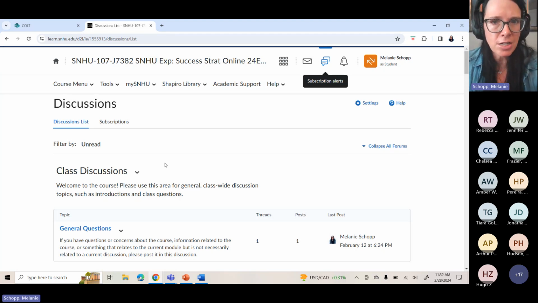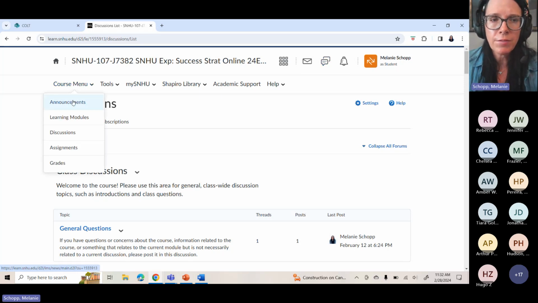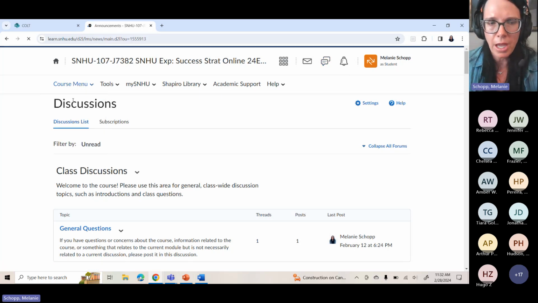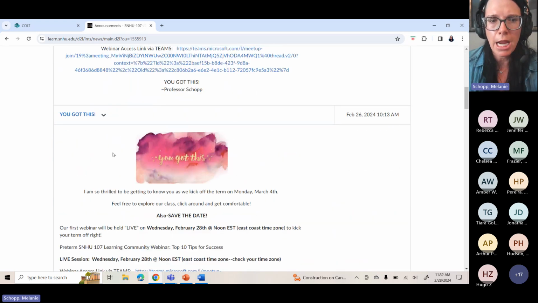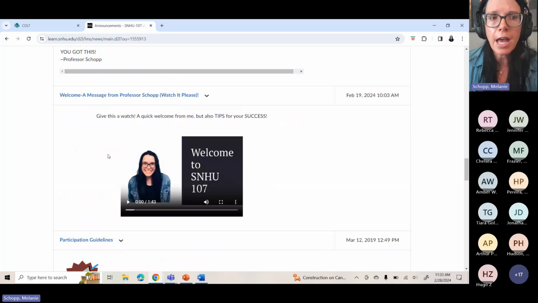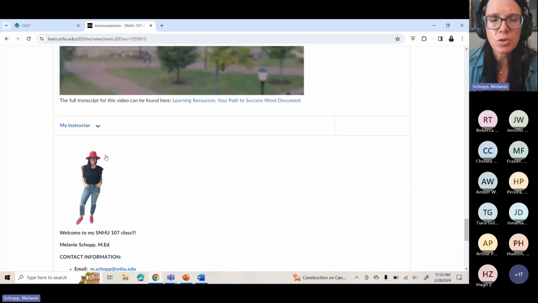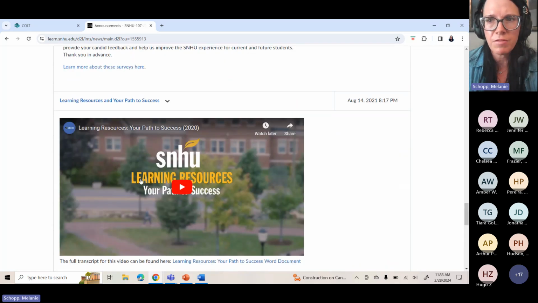So can everybody see my screen? This is an example of an SNHU classroom. This is actually my classroom because I am teaching SNHU 107 this term, but I wanted to show you guys just a few things. So remember at the top, you got course menu, and you have all these headings across here. One thing I wanted to show you is if you click on course menu, it's going to give you a direct link to all of the announcements, okay? So you'll be able to see any announcements that your instructor might have put, all right? But look for that My Instructor announcement. You have to scroll down. They'll have a picture of them, information about them.